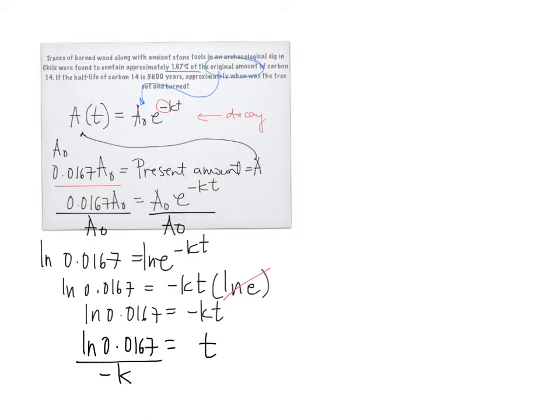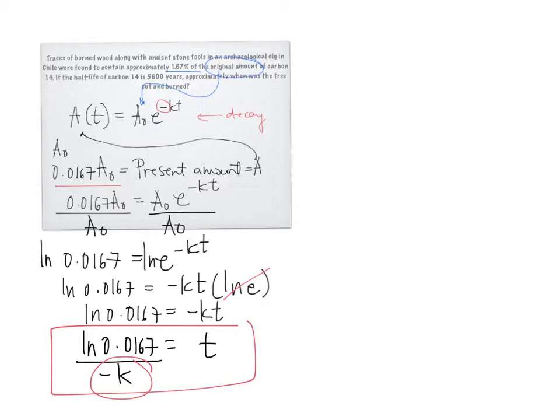Now, as you can see, we don't have a value for k right now because it did not say how fast the value is decreasing. We know it is currently 1.67% of the original amount, but it didn't say the rate. k is basically the rate. We don't know the rate. So this is almost done, except that we need to find the value of k. So how do we find that? We have to look at more information in the problem.